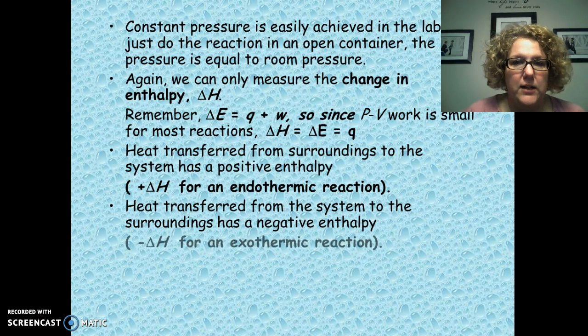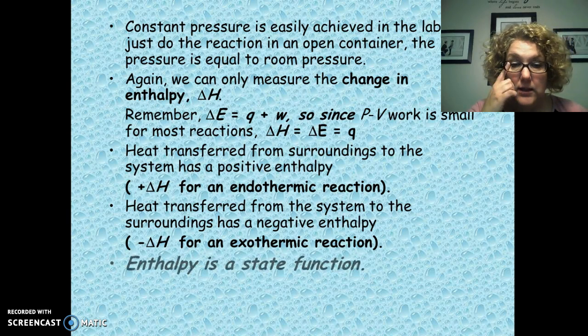All right, now if heat is transferred from the system to the surroundings, like the magnesium and the hydrochloric acid that we did in the gas law lab, that actually released heat. That would feel warm, because heat's exiting the reaction and going into the surroundings, and we're part of the surroundings, so we would feel that as heat.